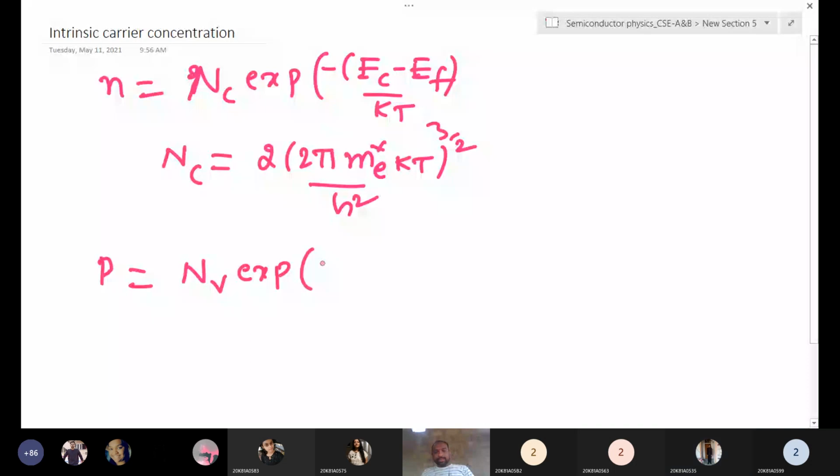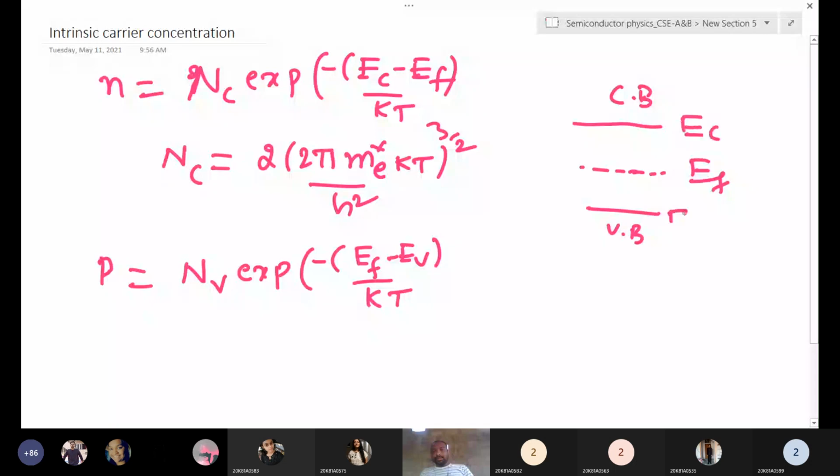Because see why we are taking minus, you can multiply minus also, but if you take here, this is conduction band and this is valence band. Ef is supposed to be in the middle. This is Ec level, lowest energy in the conduction band. Ev is the highest energy in the valence band. So Ef is higher than Ev. That's why in case of holes I have written Ef minus Ev. In case of electrons, Ec is higher compared to Ef. That's why we have written Ec minus Ef.